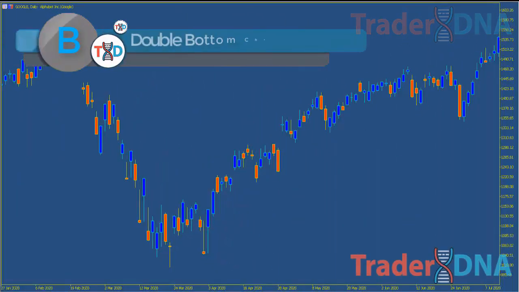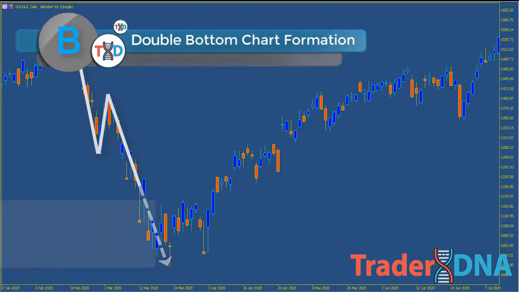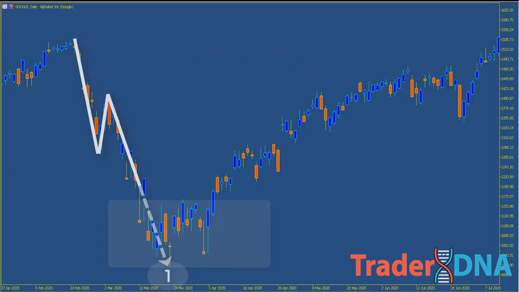Double bottom chart formation. The structure of the double bottom technical formation is absolutely the same as the double top pattern, but upside down. The double bottom chart pattern starts with a bearish trend, which gets interrupted at some point. The price action then enters a range, which creates two bottoms on the chart. After the second bottom, the price breaks the range to start a new bullish trend.